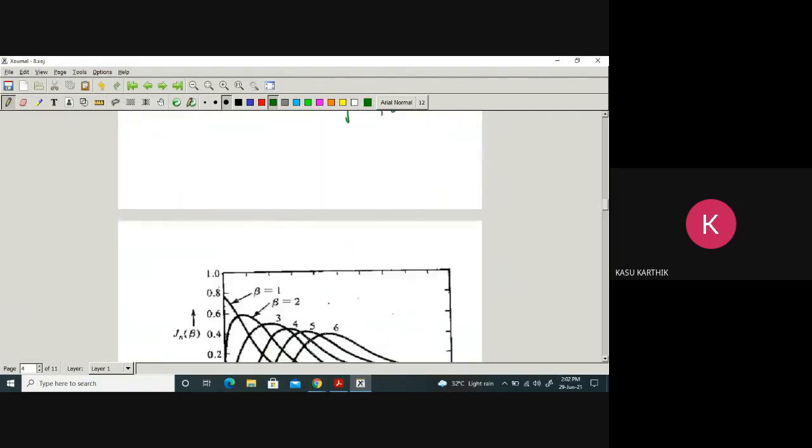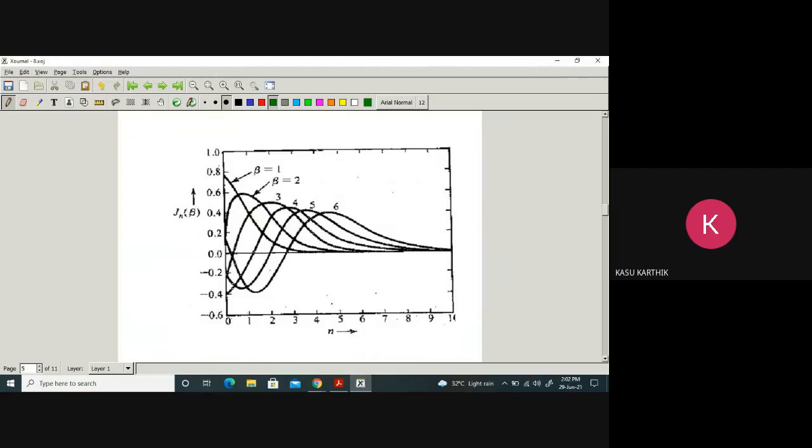Now, you can clearly see here, this is n versus J_n(β). If β is fixed, β equal to 1, what happened? As n increases, this is decreasing. Is it okay? So for β equal to 2, as n increases, it increases, and after that it decreases.